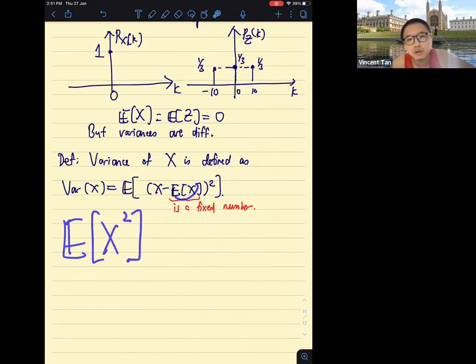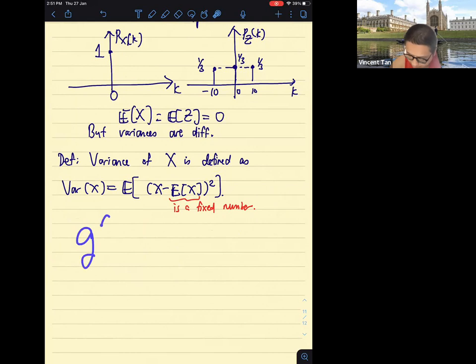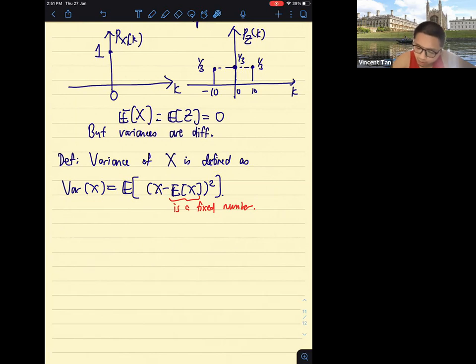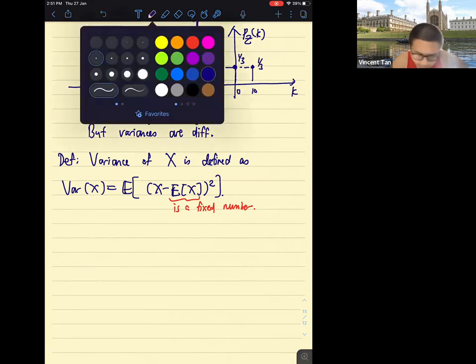Okay, and we saw a particular random variable y just now, which is x squared, and we computed it. We are going to compute its expectation soon. Okay, so this is a fixed number. We are basically considering the particular function g of x equal to (x minus expectation value of x) squared, and we are plugging this function inside here. I know this is a little bit confusing, but it's not very difficult.